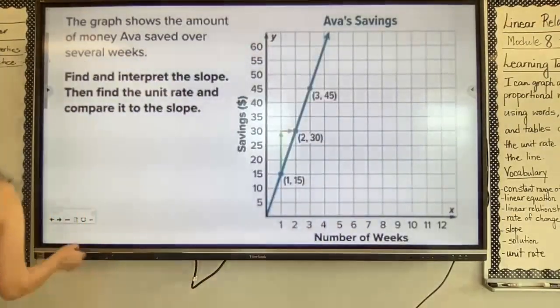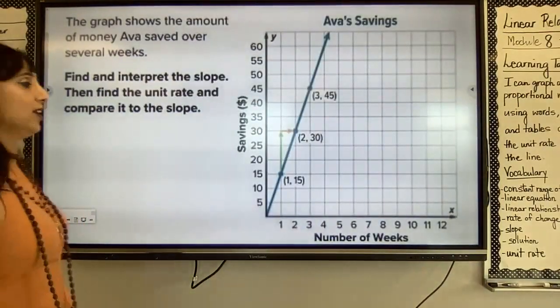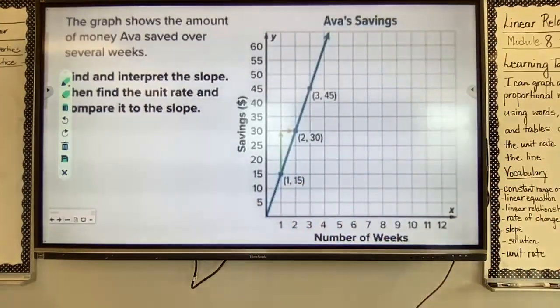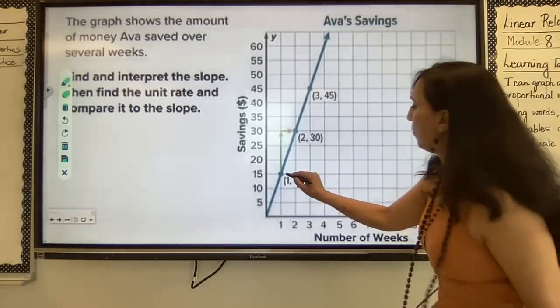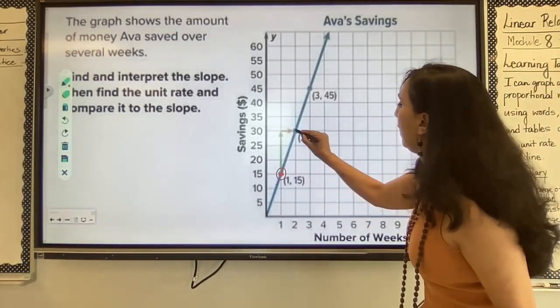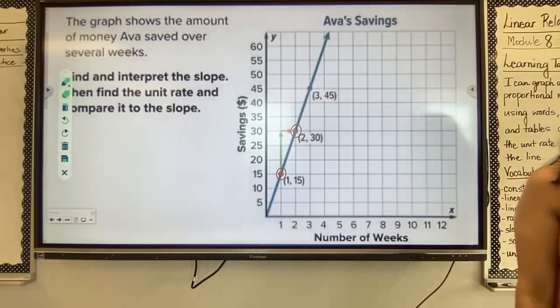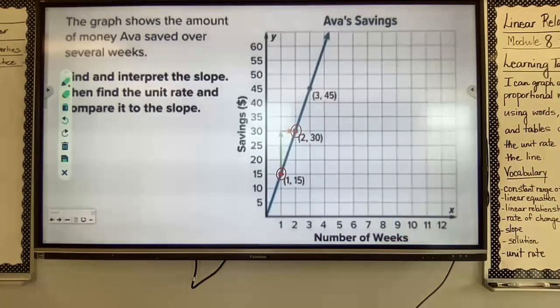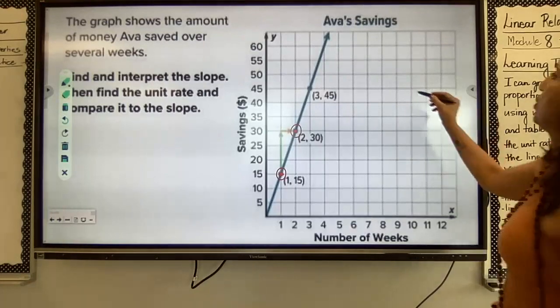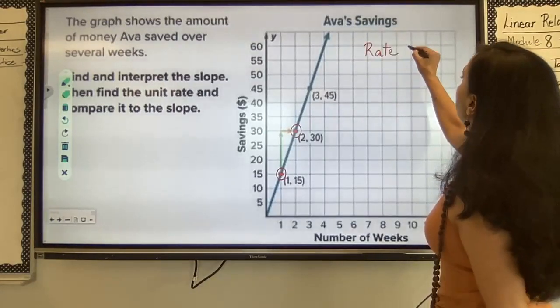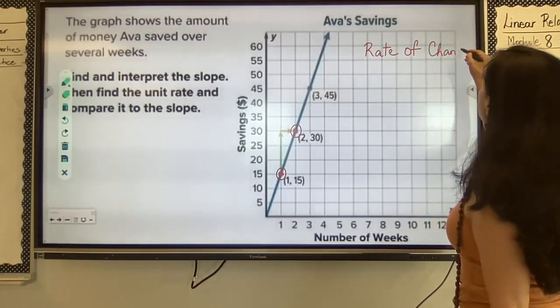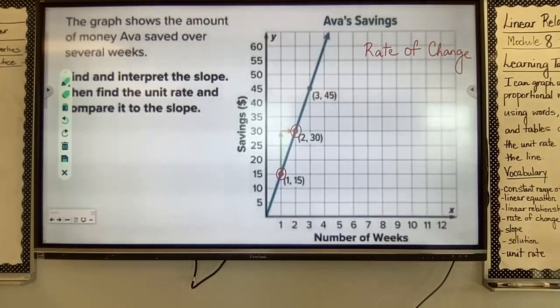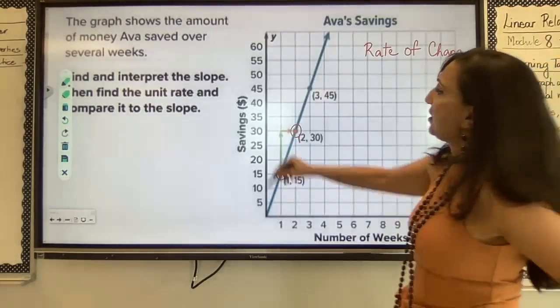We're going to find the constant rate of change. And what we're going to do is choose any 2 points on the line. So I'm going to choose this one and this one. Okay, you can choose any 2 points on the line. And then I'm going to find the rate of change between the points. Okay, so I'm going to find the rate of change between these points. And if I'm looking at the rate of change, we have the change in savings.